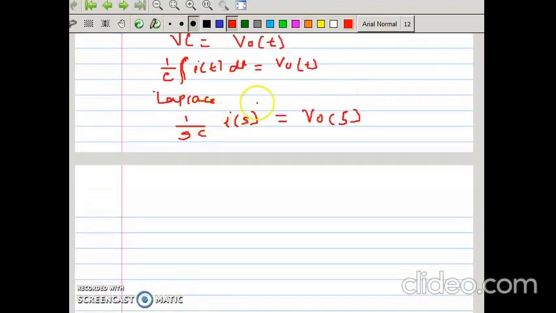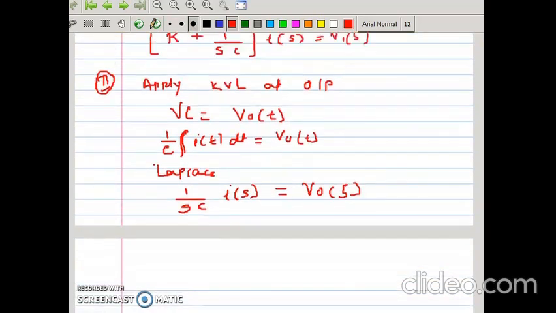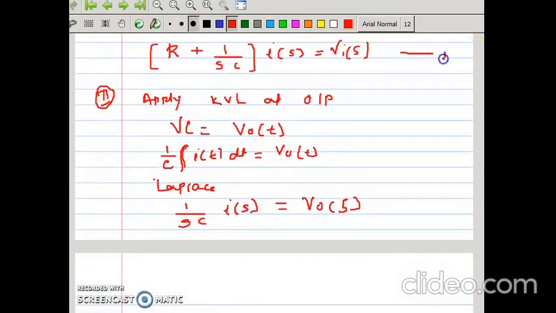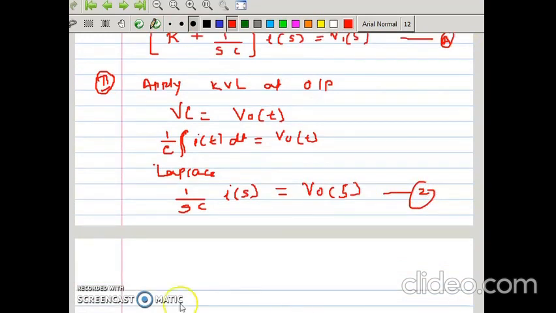Now we have two equations. This is the first one, this is the second one. Let's take the division. What are we going to divide? Equation number 2 divided by equation number 1. The two are equal as B, and this becomes A.